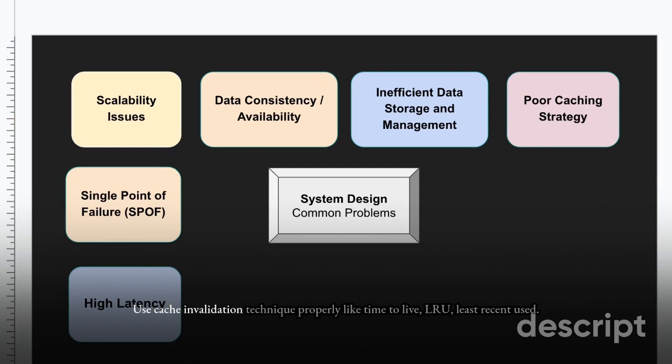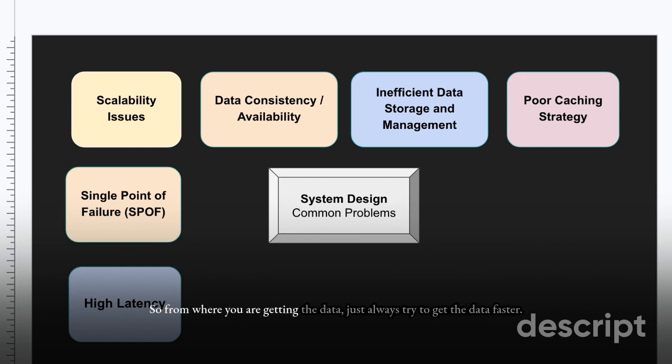Use cache invalidation techniques properly, like time to live, LRU, least recently used. There are a number of strategies for how we can invalidate the data stored in cache. That is very critical for a cache. Store session data in Redis instead of the database. Implement caching at multiple levels, like browser cache, then CDN, then application layer cache.